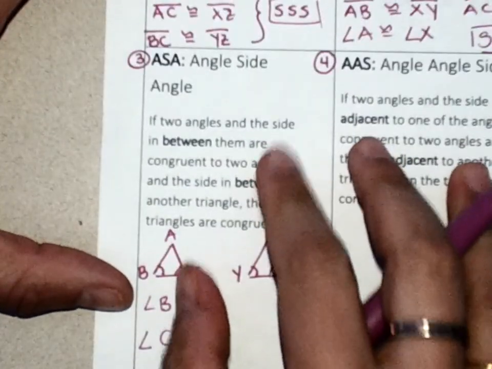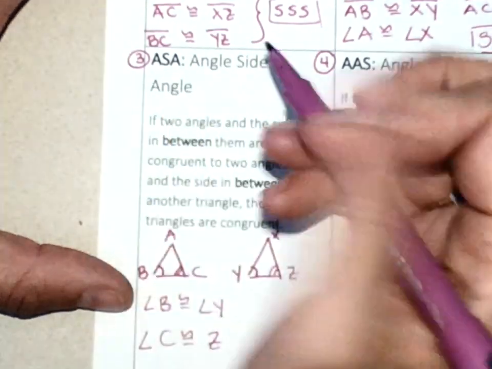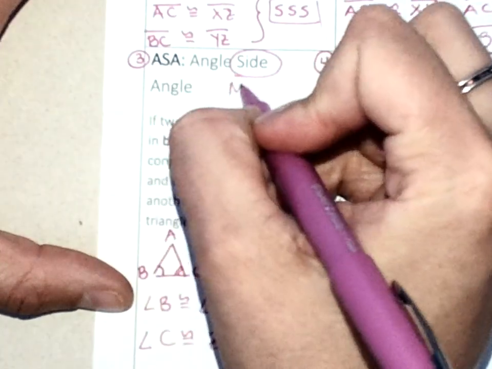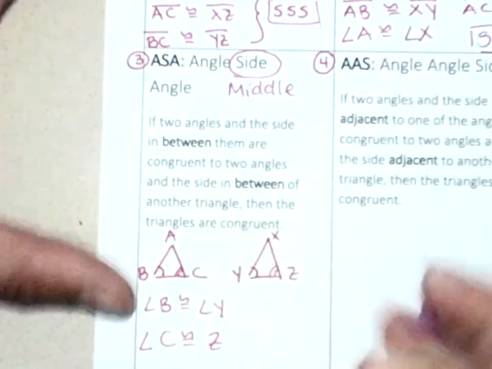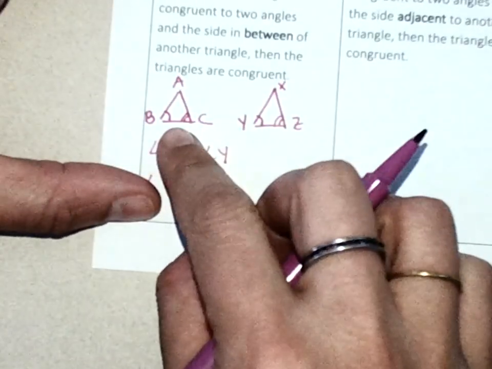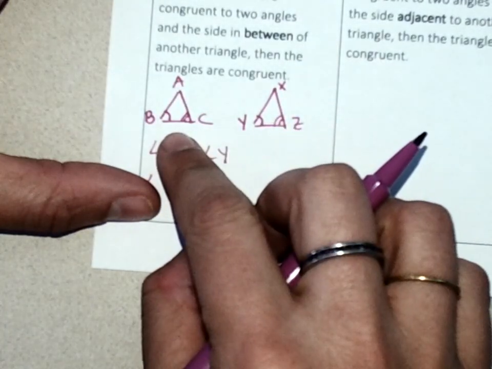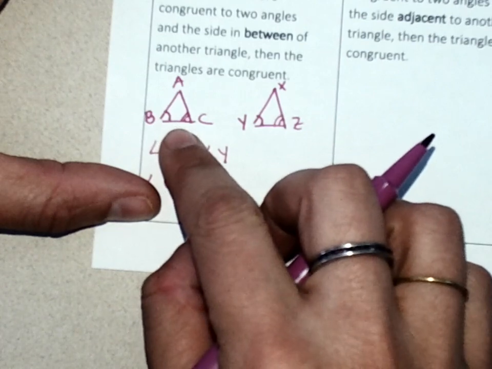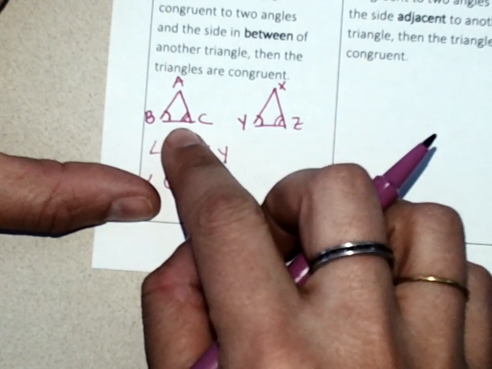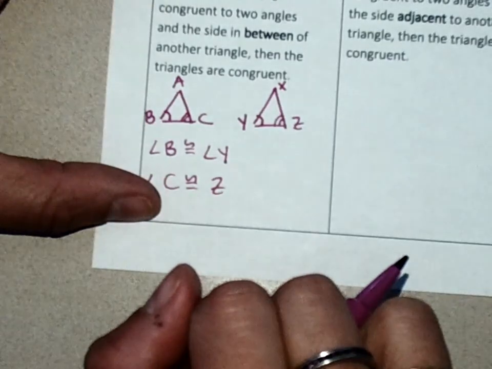Well, because the theorem is angle, side, angle, with the side in the middle of the two angles, the side needs to be in the middle of the two angles. So take a minute and think to yourself, which side is the only side that is between these two angles?